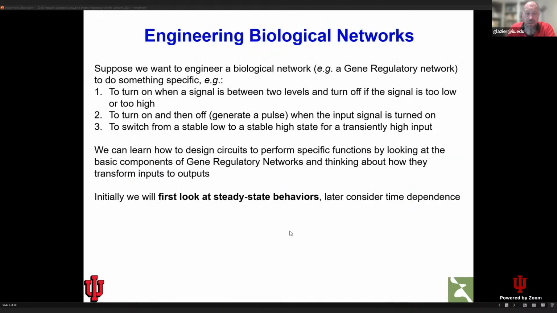And so I want to jump now to talking a little bit about thinking about models.